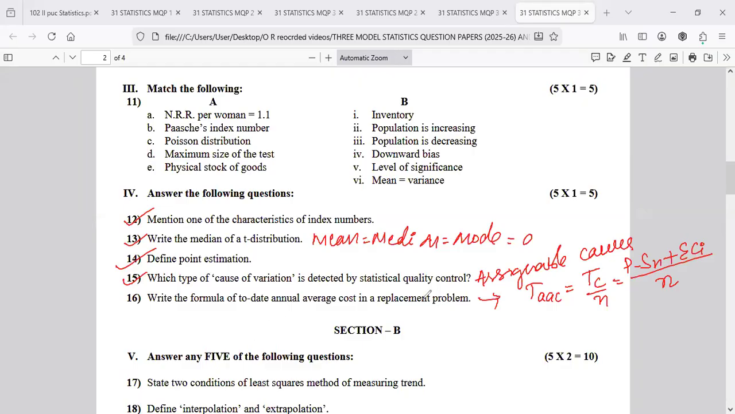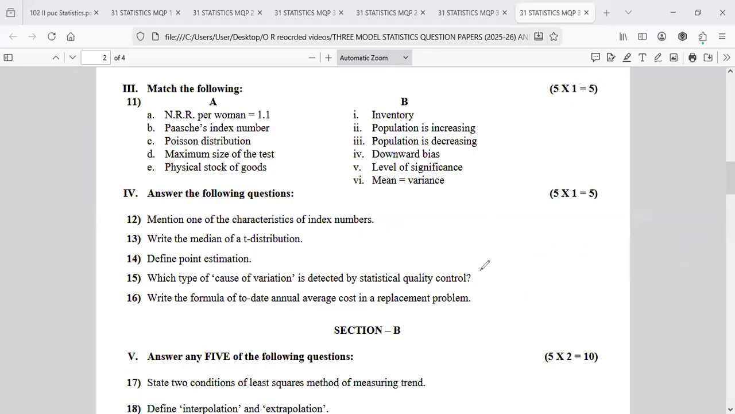Total annual average cost and replacement problem. Yes, this is about Model 3, 20 marks main. So we have completed Model 1, Model 2, Model 3 papers. All of Section A, MCQ, fill in the blank, match the following, and 1 mark questions are completed.